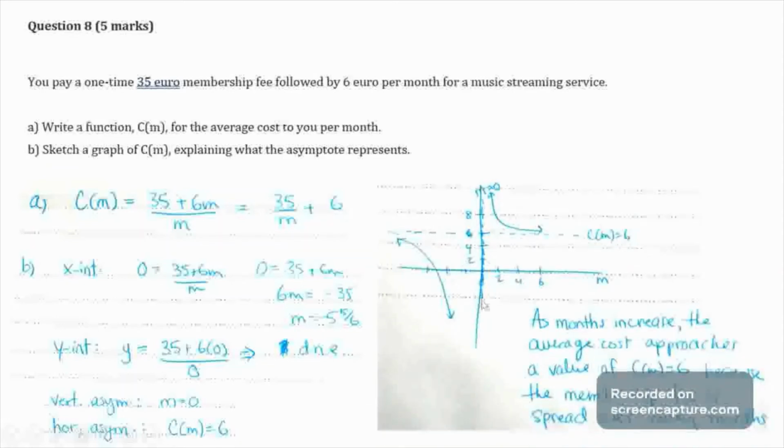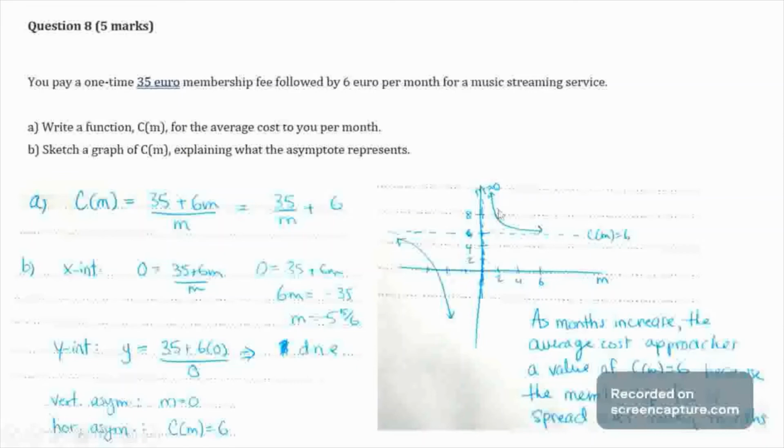So the sketch looks like this. The whole rational function shifted up 6 units. We can see here's that horizontal asymptote. And we can see the vertical asymptote at 0 here. And here's part of the curve and part of the curve here. And the question said, explain what the asymptote represents. Well, it was kind of referring to this one. It should have said horizontal asymptote.